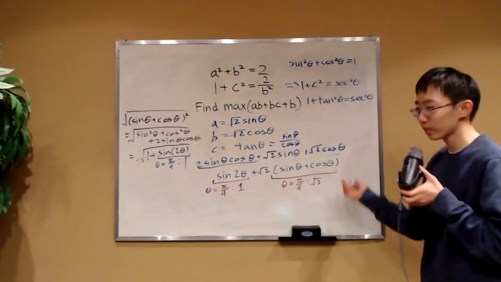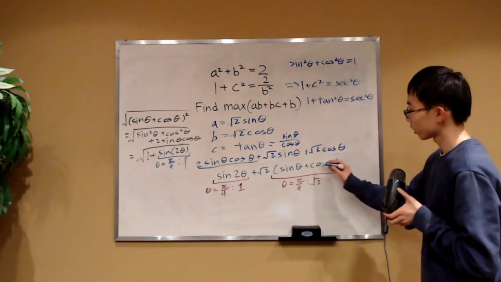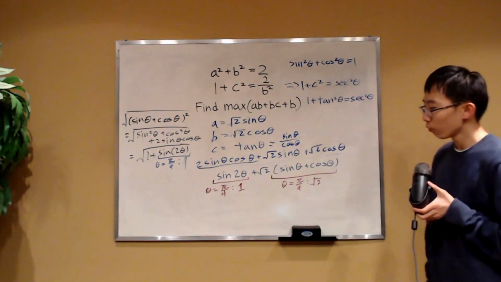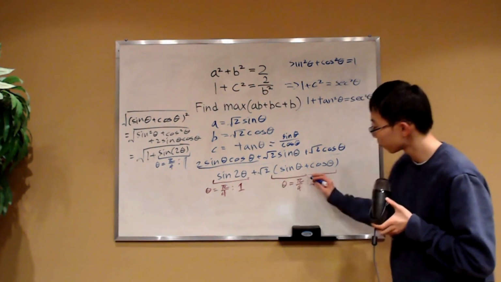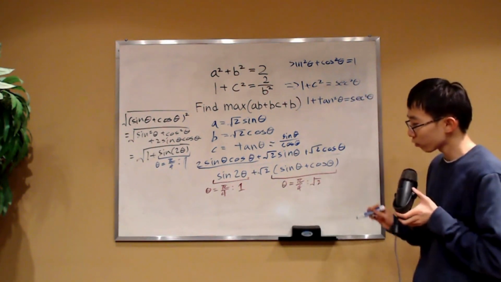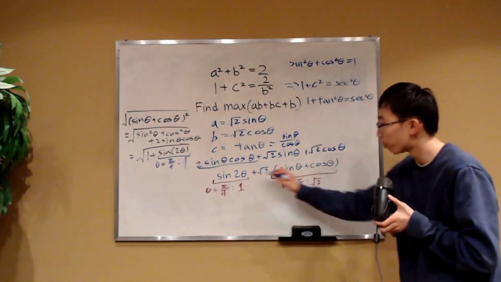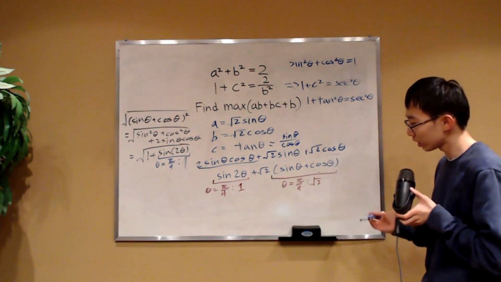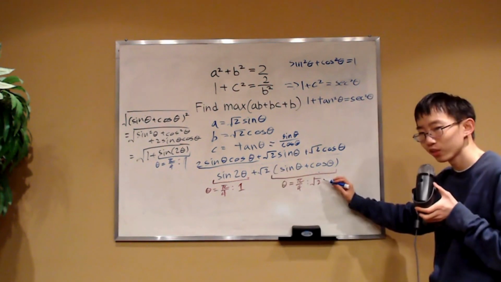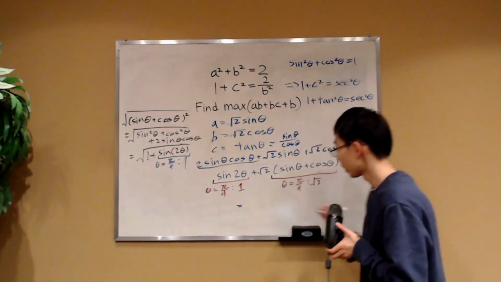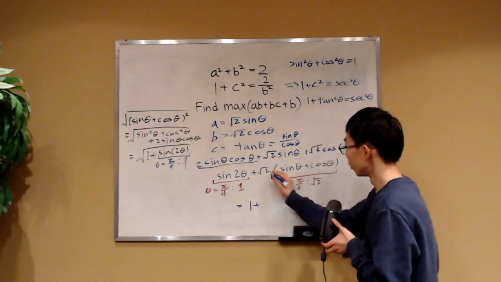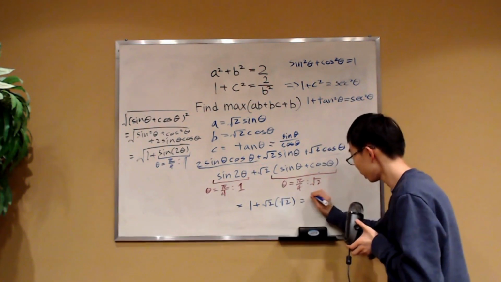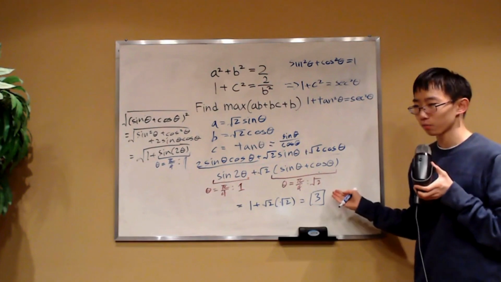And you can see that plugging pi over 4 either into this expression or this expression would yield root 2. So therefore, since both of them can be achieved at the same value, and that same value achieves the maximum value of both expressions, we must conclude that the maximum value is indeed 1 plus root 2 times root 2. So we have our answer. The answer is 1 plus root 2 times root 2. And this would evaluate to 3. Now 3 is our answer.